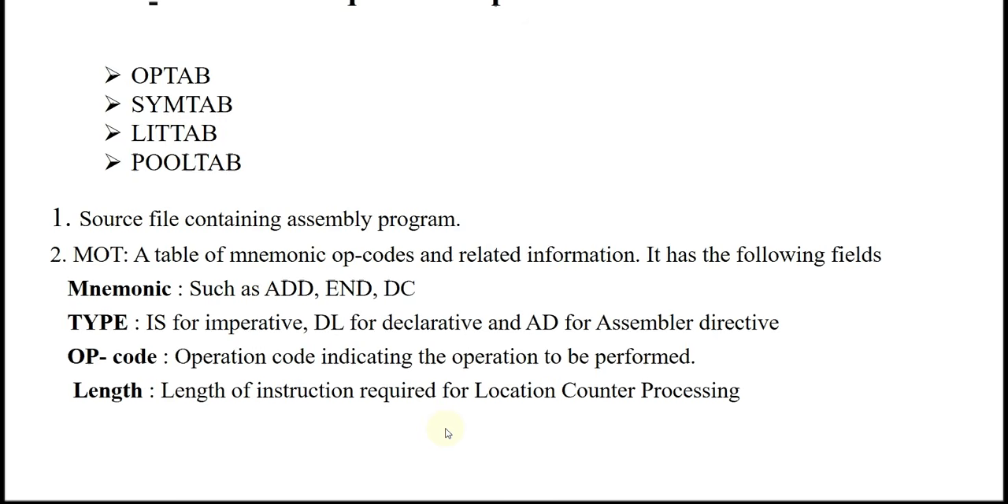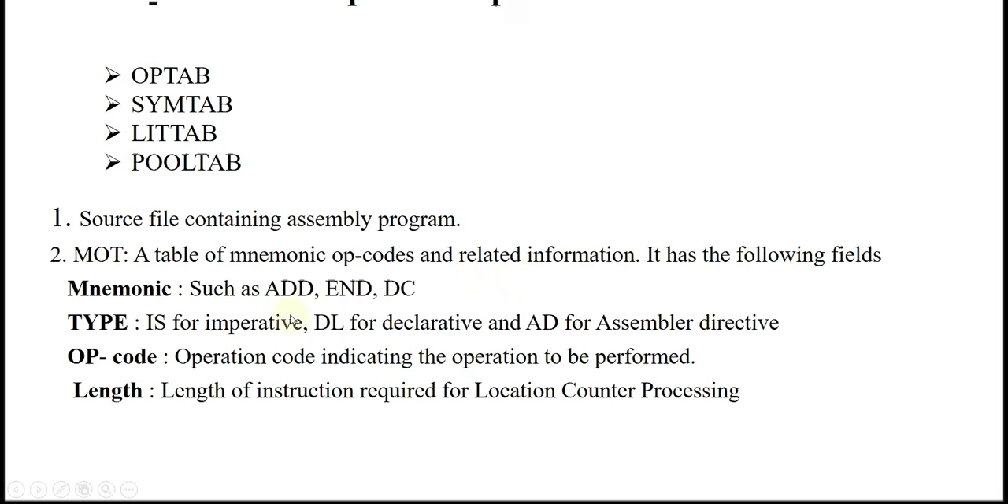Now next, which are the data structures required for pass 1? OPTAB, SYMTAB, LITTAB and POOLTAB. These are the 4 tables required for pass 1. In pass 1, we are going to consider the source file, which is in the form of an assembly program. MOT, the mnemonic opcode table, has related information of the instructions.